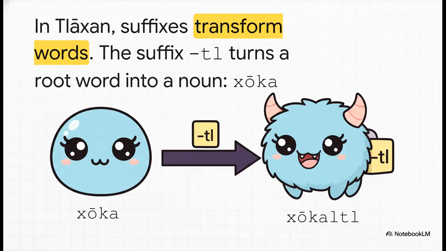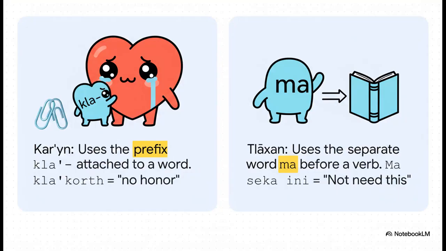Tlãxan, on the other hand, likes to add pieces to the end of words. It uses suffixes to change what a word does. For instance, the suffix thul is this super handy tool for taking a general idea and making it a specific thing, a noun. So the root word hoka just means a living being in general. But when you add thul, you get hokalt, a specific creature. And this right here really shows you the different design philosophies. To say no, Kar'yn bakes that negative meaning right into the word itself with its kla prefix.